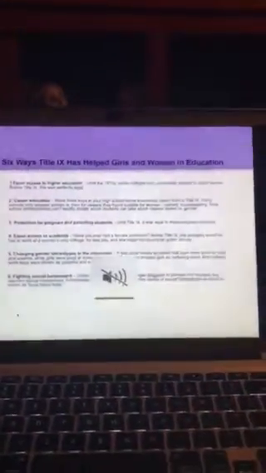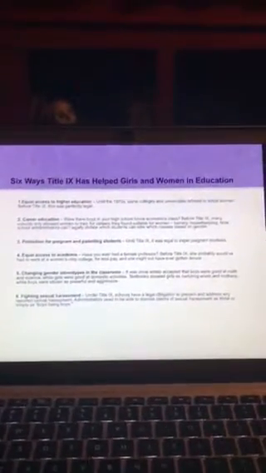Good. So, to wrap up, I'll also mention that it has a major effect on girls in education. Access to higher education, career education, protecting the pregnant, and fighting sexual harassment are just a few.